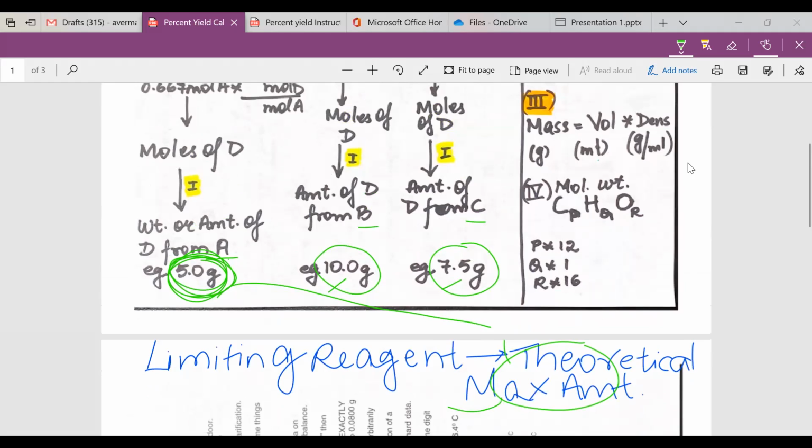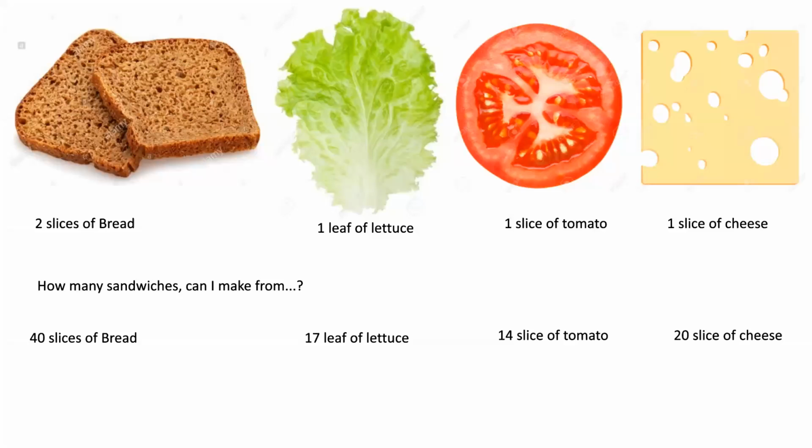And the corresponding reagent whose theoretical maximum amount we are going to use will become our limiting reagent. So these are new terminologies that you need to understand. And by the way, why are we actually taking the lowest number to begin with? We can try and understand from this analogy.